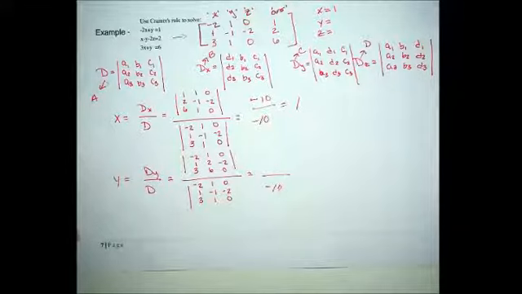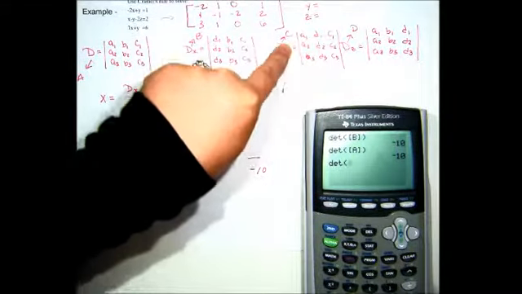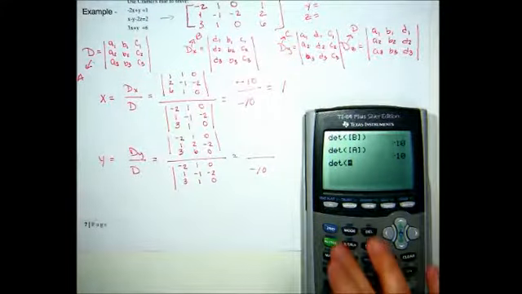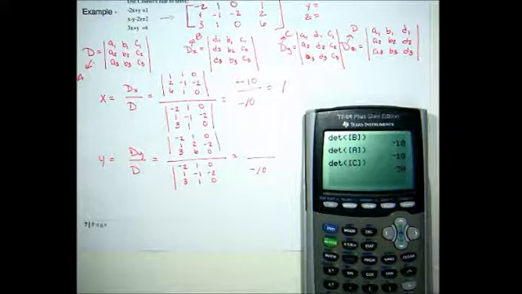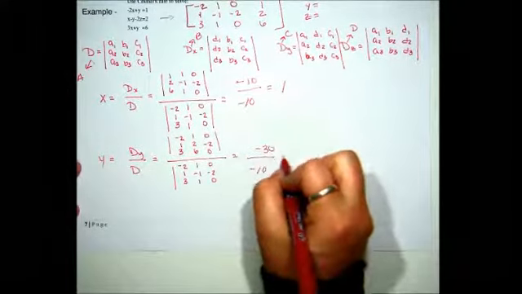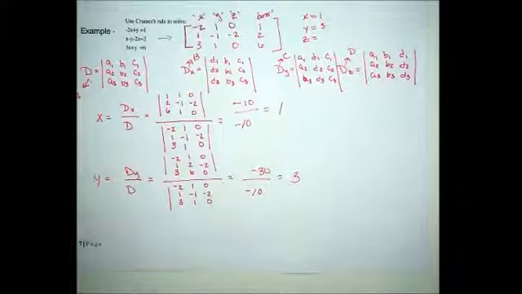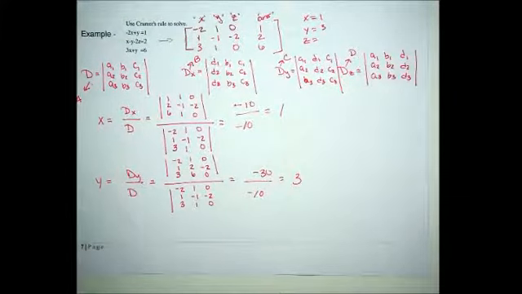I now want the determinant of my D sub Y. My D sub Y was in my C position in my matrix. So scoot on down to C. That says it's negative 30. So I have negative 30 divided by negative 10. That means it's 3. That means Y is 3. Last, I want to figure out what Z is.